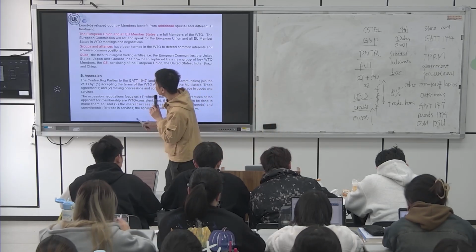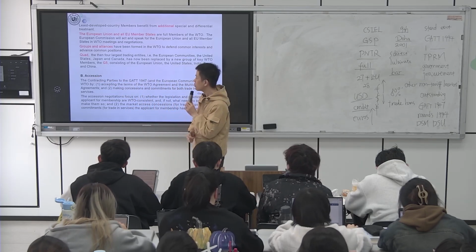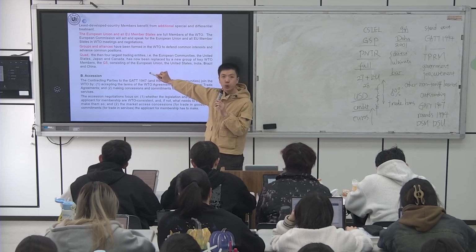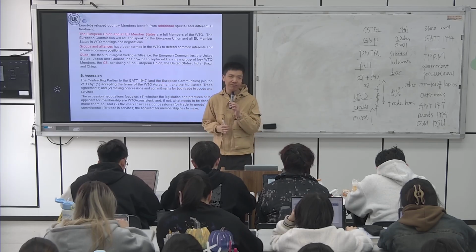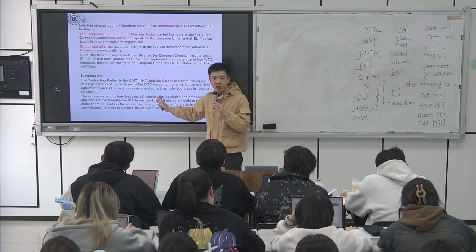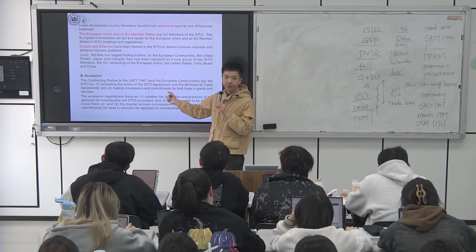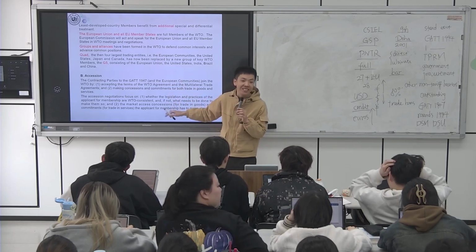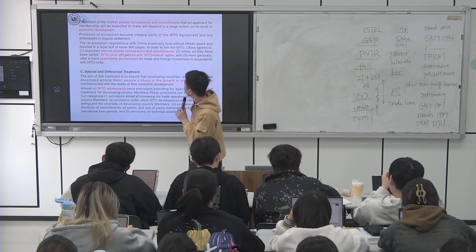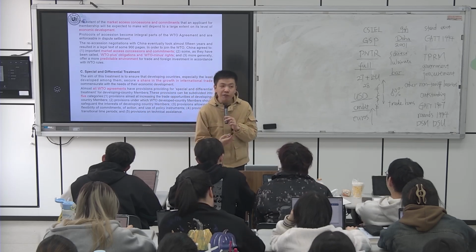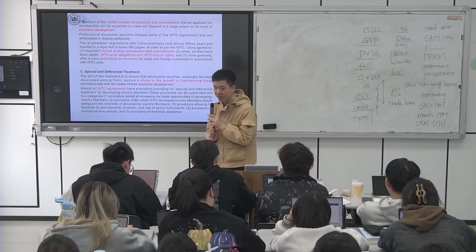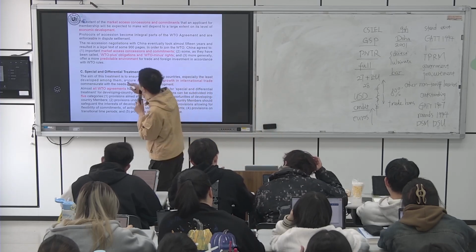Okay, let's move on to subsection B, accession. There are two ways of acceding to the WTO. First one is original accession. Second one is negotiated accession. Which approach is for China? The latter one, right? Negotiated accession, good. Then the result of the negotiation is called China's Protocol of Accession.